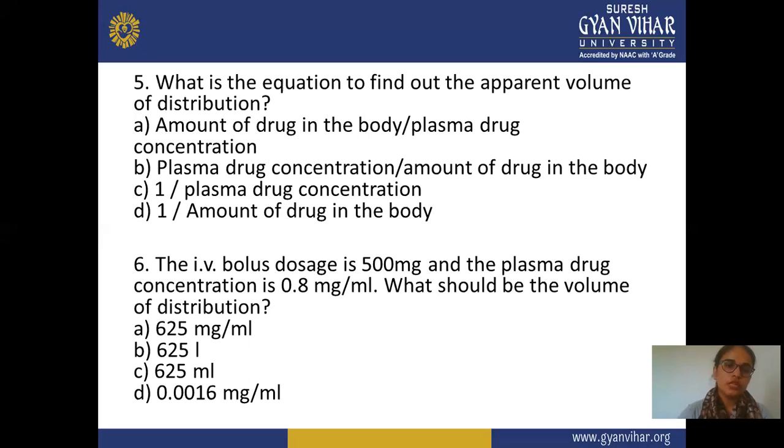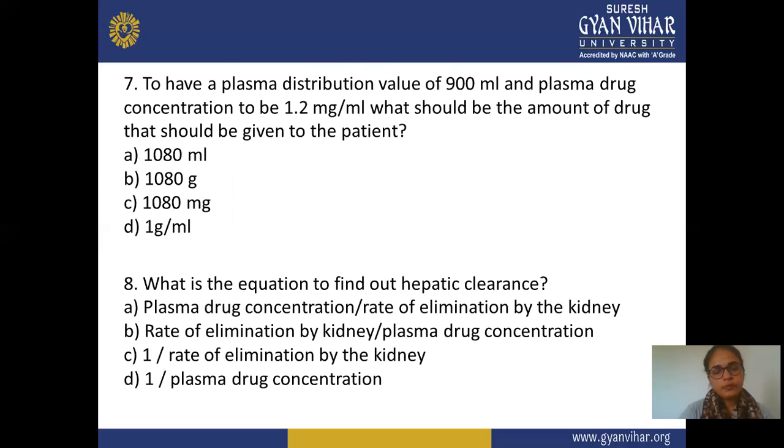Next, sixth question: the IV bolus dose is 500 mg and the plasma drug concentration is 0.8 mg per ml. What should be the volume of distribution? A is 650 mg per ml. B is 625 liters. C is 625 ml. And D is 0.0016 mg per ml.